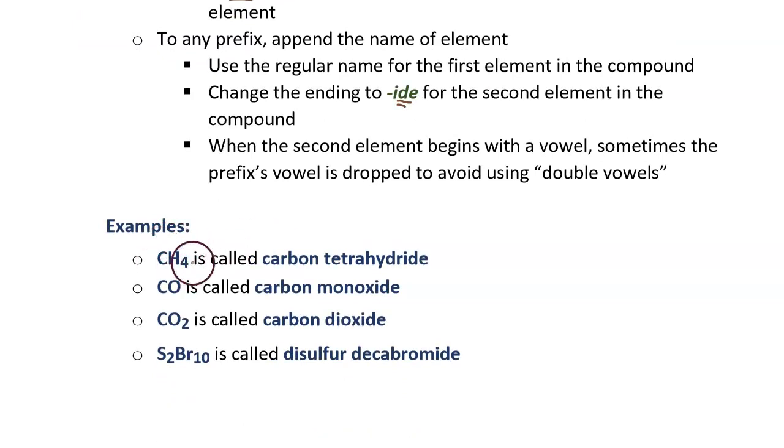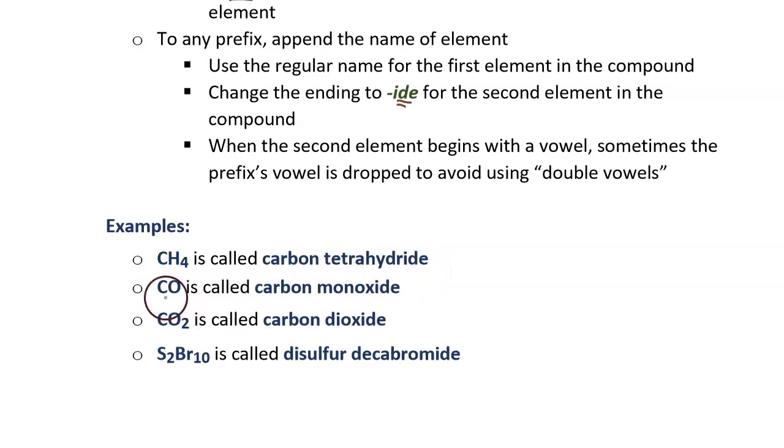CH4 is a molecular compound. It's not created from ions. There's 1 carbon, so the first part of the name is carbon. There are 4 hydrogens. The prefix for 4 is tetra, and because that's the second part of the name, the ending is "ide", the word is tetrahydride. CH4 is called carbon tetrahydride.